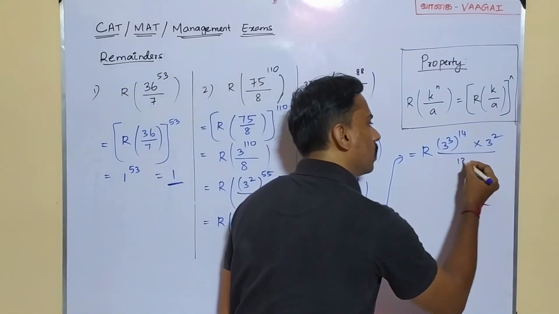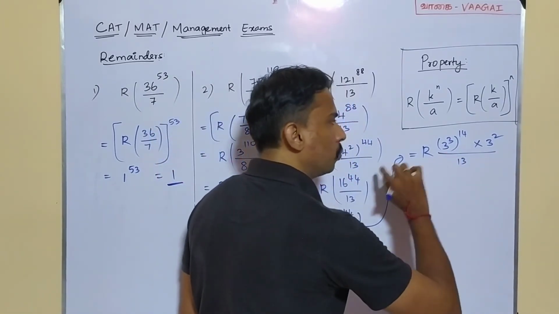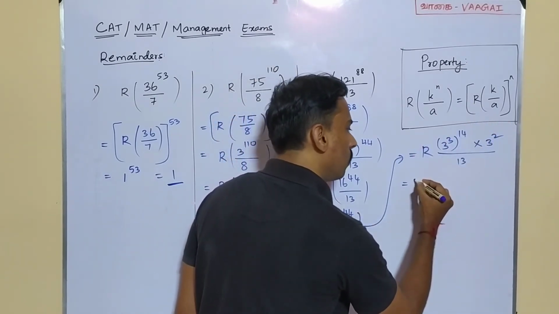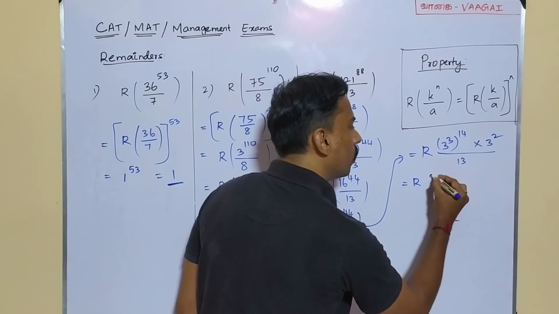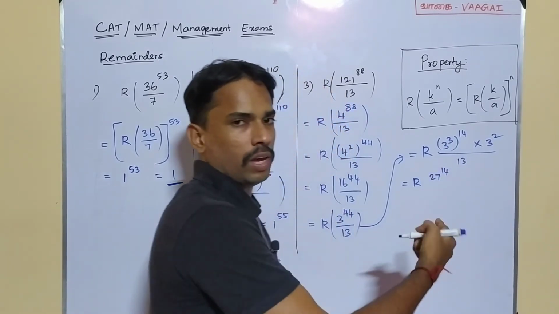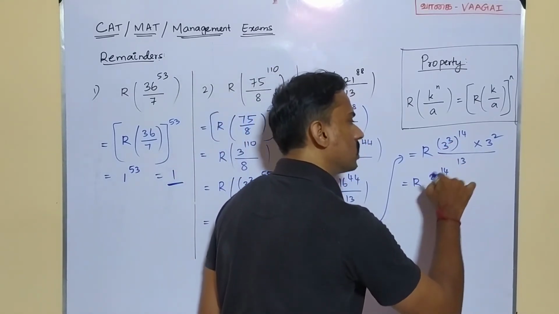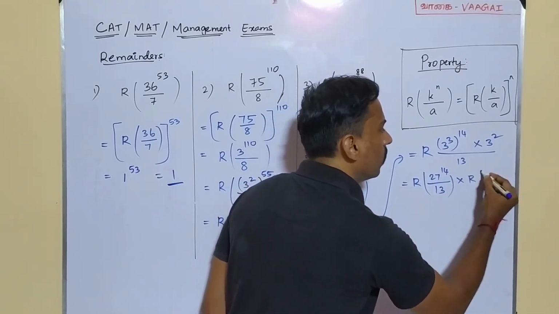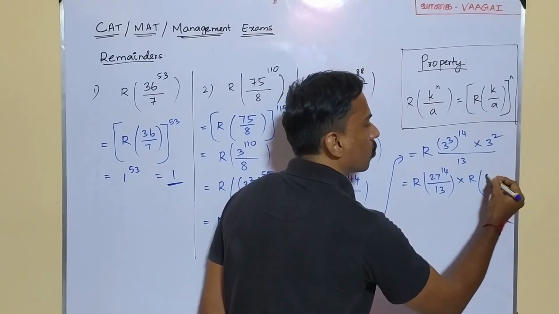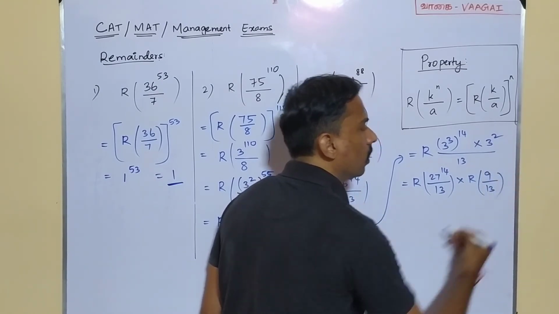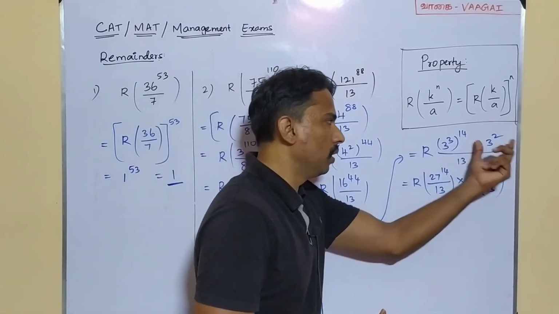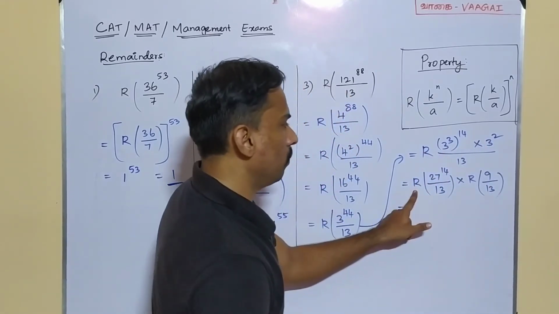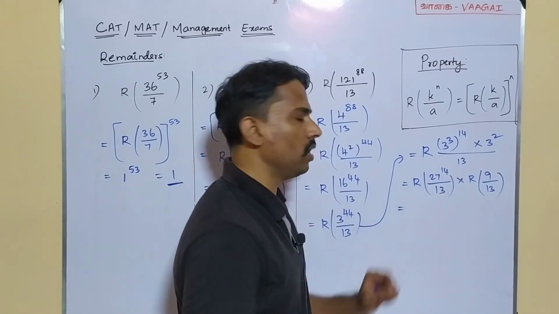So divide this entire thing by 13. Now what happens is we can just split it, because we have got 2 terms, 2 products, right? We can now split it so that we get the remainder when 27 power 14, see the way I am writing, 3 cube is 27, is divided by 13, multiplied with the remainder when 3 square is divided by 13. What about this 3 square? 3 square will be 9. 9 is divided by 13. I hope the idea is clear to you. I'm just splitting the steps, resolving into 2 parts. So the remainder when 27 power 14 is divided by 13.